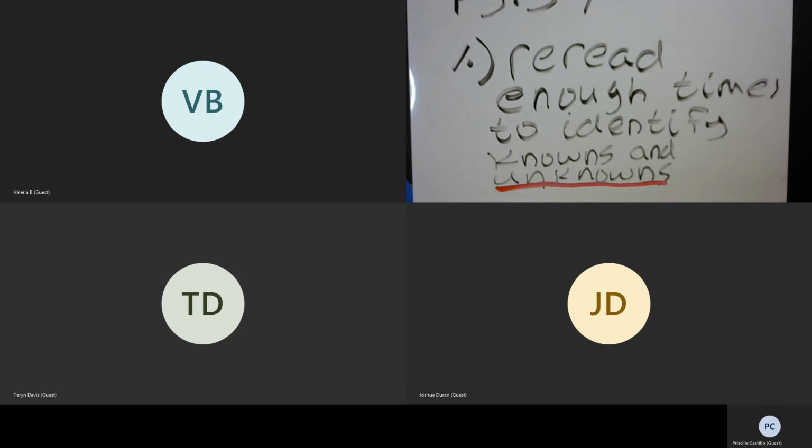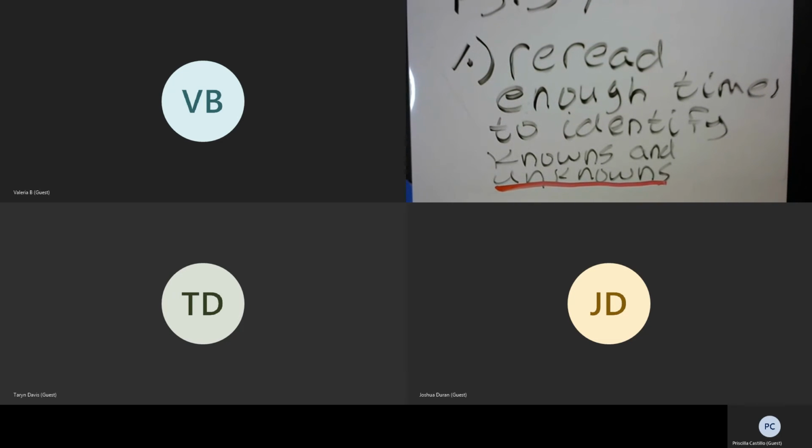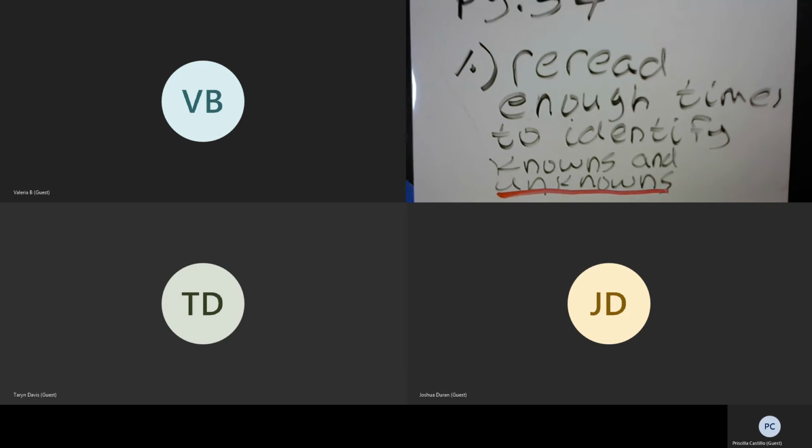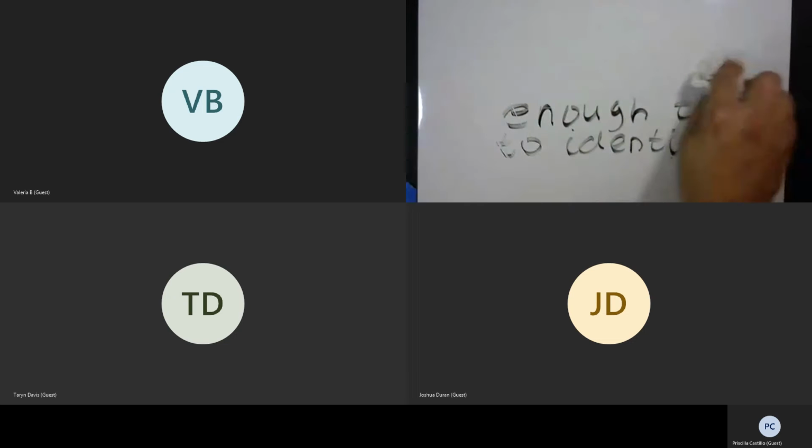But that's the idea. You want to read and reread until you can identify what is known and what is unknown. And that's a big difference with, like, a news story or a poem. They're not going to have any unknowns in there. But in this case, you have this new kind of character that's going to show up in the story, so to speak: the unknown, the missing piece. So that's the first thing.